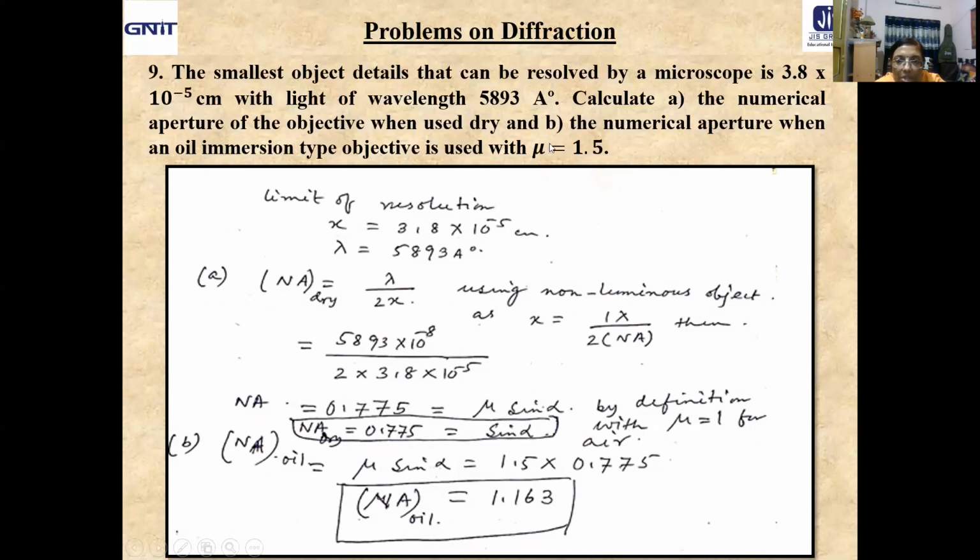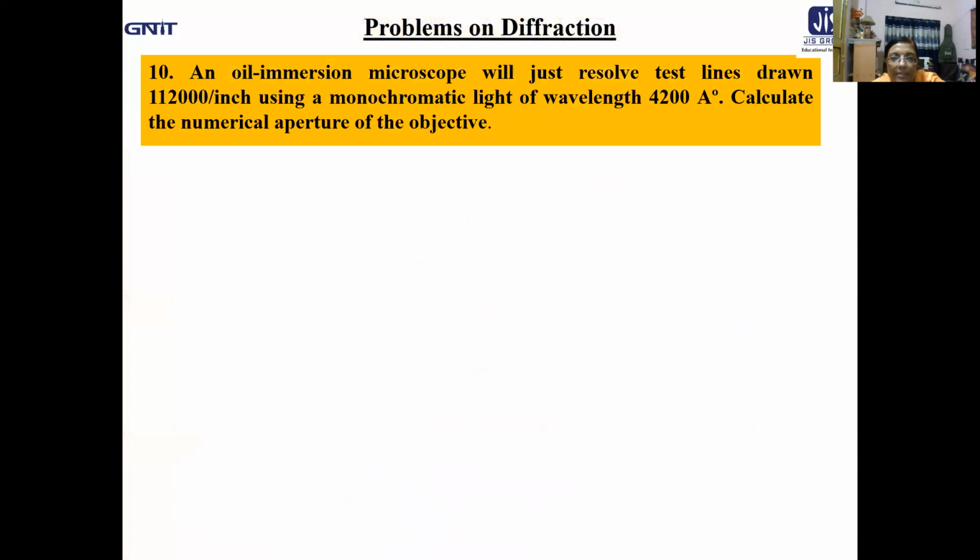Now numerical aperture for oil immersion type: mu sine alpha. So sine alpha value is 0.775 and mu equal to 1.5. You will get it. So mind it, for oil immersion type objective, definitely numerical aperture will be larger than the dry case. So question is said in a different language. So follow it clearly and then do it. And I hope now you understood it very clearly. Isn't that? Now let us move to next problem.